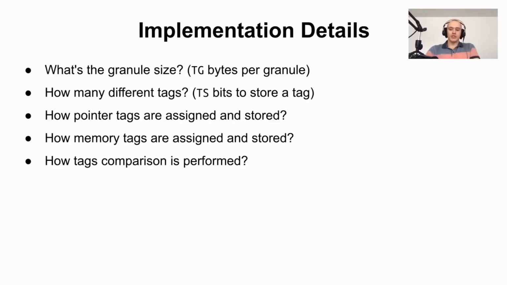So now this was the description of the concept, and a particular implementation of memory tagging has to address the following questions. First of all, we have to choose a particular granule size. We have to decide how many different tags we have and how many bits we use to store a tag. We have to figure out how to assign and store pointer tags and how to assign and store memory tags. And finally, something has to perform the actual comparison of tags.